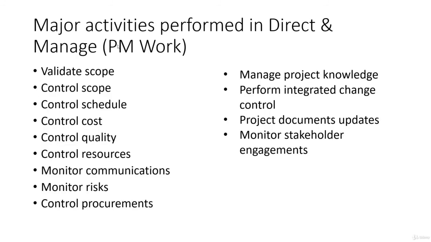And these are some of the major activities which are performed as part of project management. You have to validate the scope, you have to control the scope, schedule, cost, quality, and resources. Then you have to monitor the communication and risk. You have to also work on the procurement if it is needed. Then you manage the knowledge side of the project, and integrated change control, document updates, and stakeholder engagement. These are some of the most common activities which need to be done in a project.